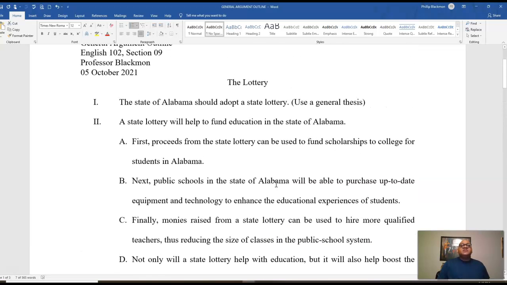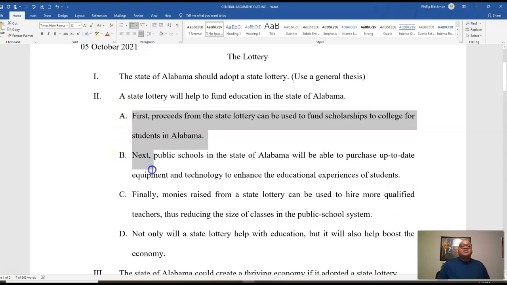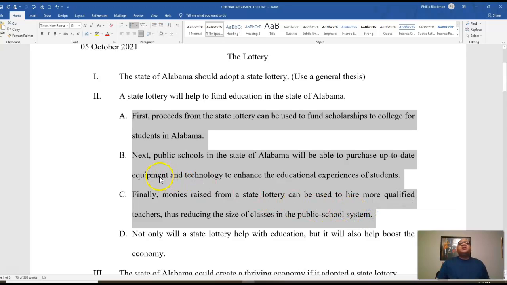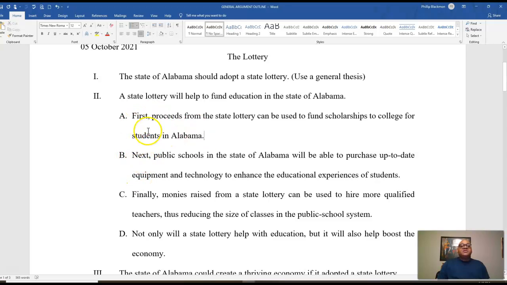Okay, so let's do this. Once I get my 3 reasons, I'm going to have to go back and add support. A, B, C. So let's look at this. And I'm only going to do one of these because everything else follows suit. I'm going to do another video in detail about your support. So let's do this. Roman numeral number 2 supports my thesis statement, which is Roman numeral number 1. The state of Alabama should adopt a state lottery. Why should the state of Alabama adopt a state lottery? Well, I'm saying first, a state lottery will help to fund education in the state of Alabama.